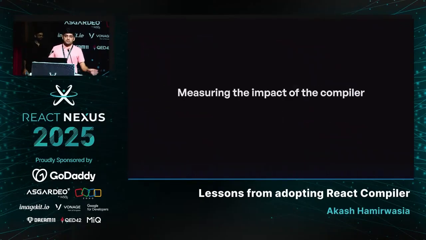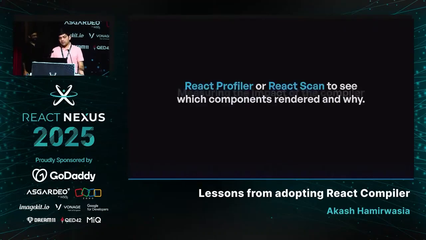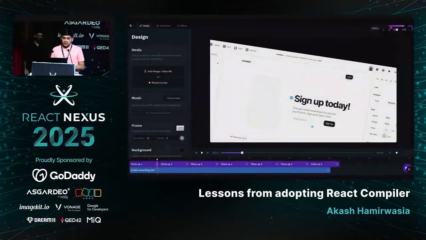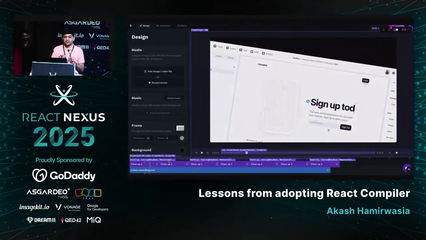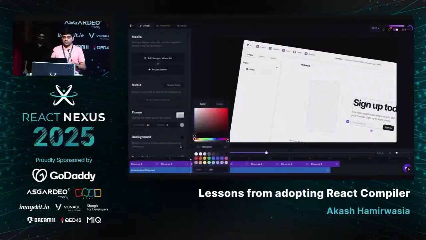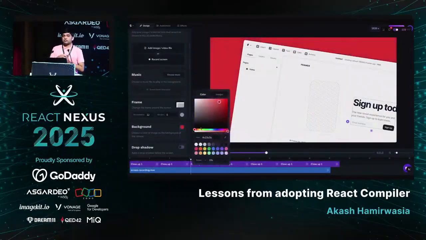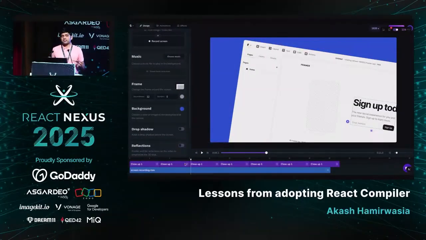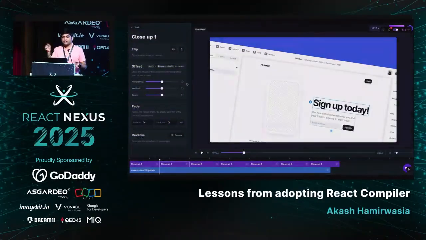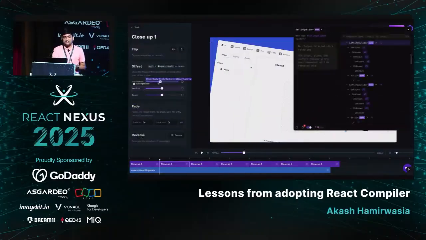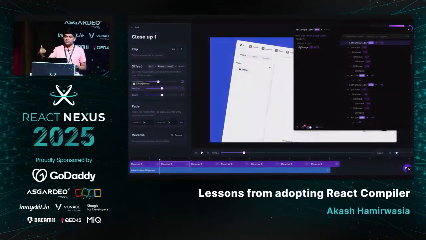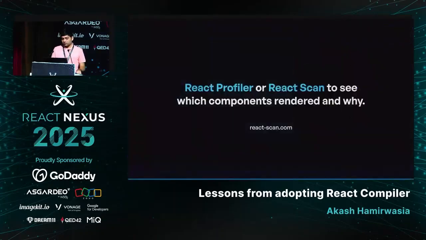Finally, the last part, measuring the impact of the compiler. You can use React Profiler or React Scan to see which components rendered and why. I've already showed the output of React Scan. It shows nice highlightings live when the component re-renders. You can also check for why a component re-renders simply by inspecting the component. So it's much better than React Profiler, which requires you to record and then trace the output. Here you can just select a component, change the UI, and you will instantly see why that component re-rendered. You can check it out at reactscan.com.